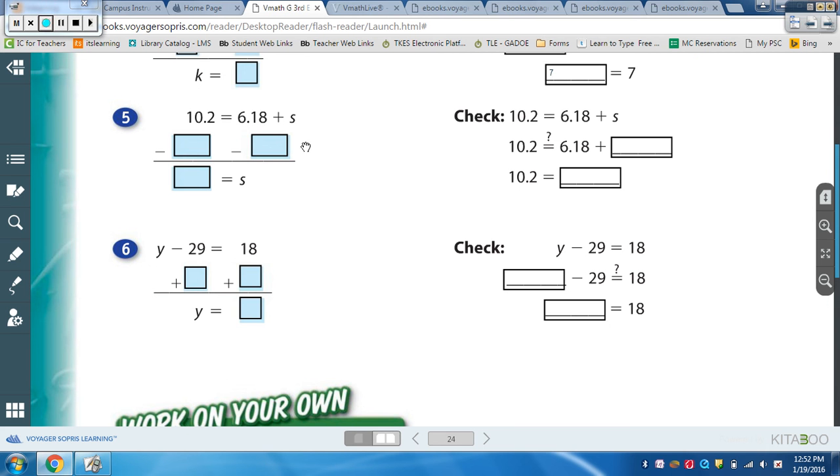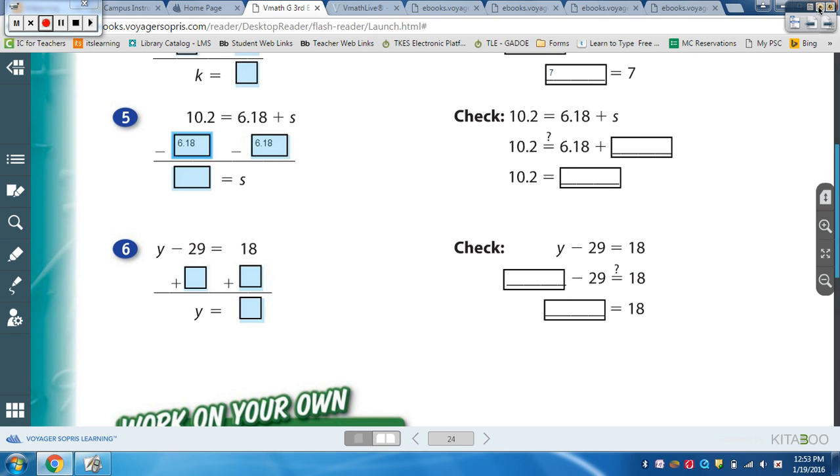Same rule applies. Even though S is on the right-hand side of our equation, we still need to get it isolated or get it by itself. So what we need to do in this case is we are currently adding 6 and 18/100ths to S. So the opposite of addition is subtraction, so we're going to subtract 6 and 18/100ths. And whatever we do to one side of the equation, to keep it balanced, we must also do it to the other side. So we are also going to subtract 6 and 18/100ths from the left-hand side of the equation.